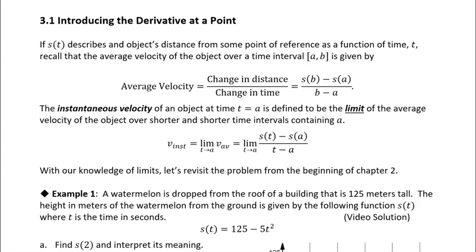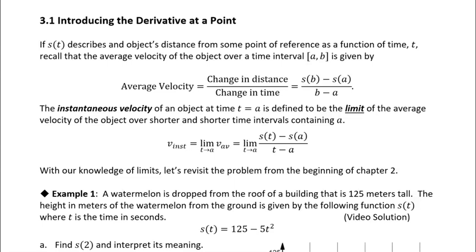So chapter 2 was all about limits. But if you recall, at the beginning of chapter 2, we introduced a motivation for studying limits. One of the examples we looked at had to do with average velocity and instantaneous velocity. So let's recall what average velocity is.